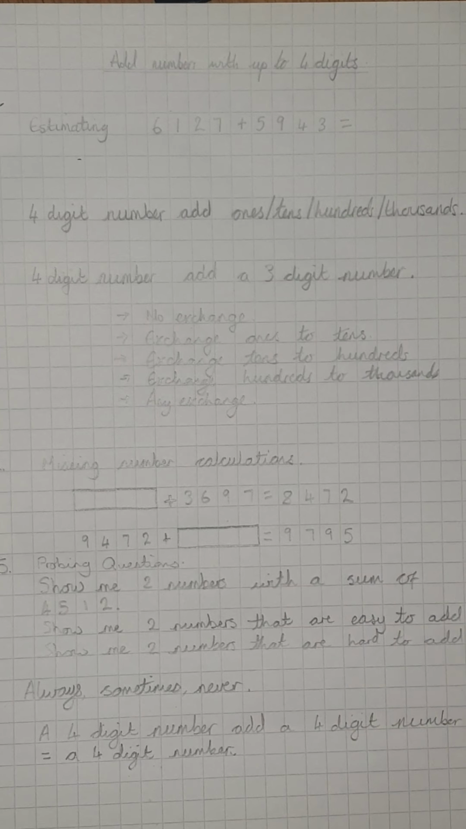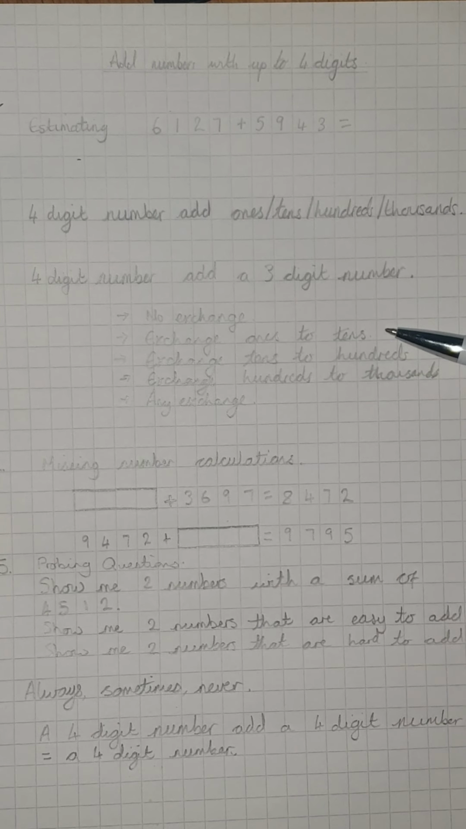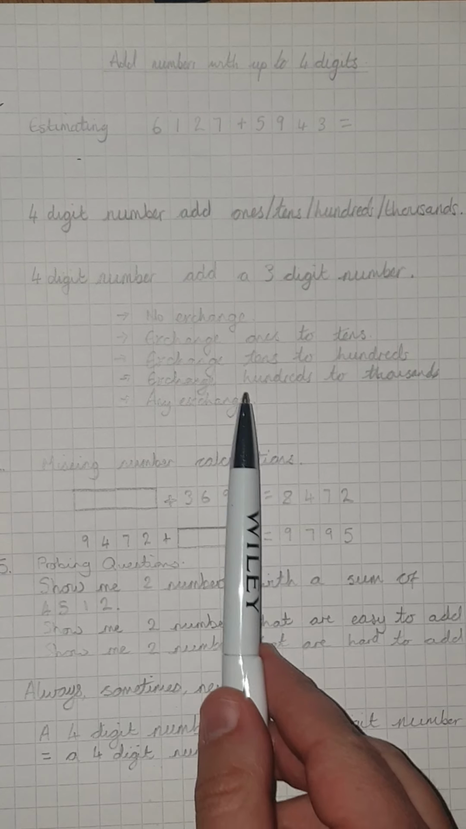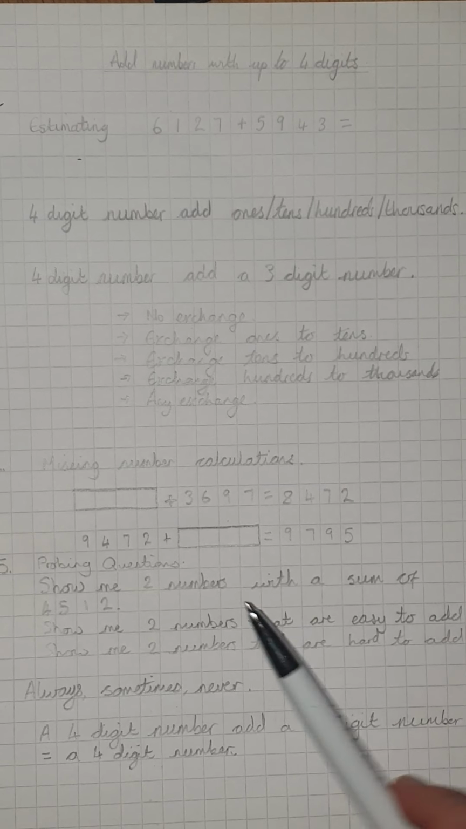calculations, so you could do a calculation completely with no exchange at all, and I'll go into what exchanging is in a minute. And then building up, so exchanging your ones and tens, then tens to hundreds, and then hundreds to thousands, and then finishing with any exchange. And exactly the same with 4-digit numbers add 4-digit numbers. Build it up, build it through, and then finally we'd move on to missing number calculations like this.